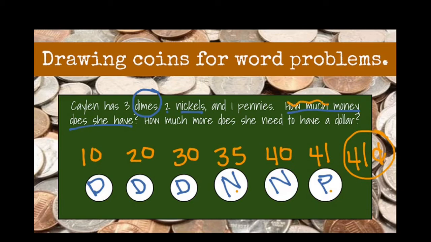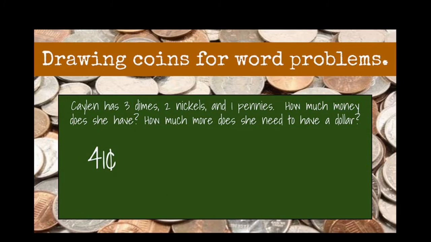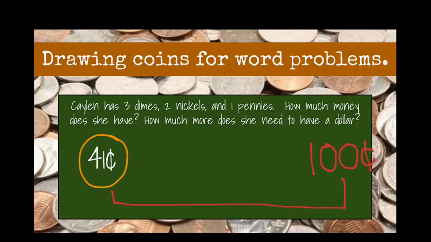So now we've done this part, and we need to go into how much more does she need to have $1? Well, we know that she has 41 cents. We also know that $1 is 100 cents. So we have to figure out the difference between 41 and 100. And when we're finding out the difference, we subtract. So we are going to subtract 100 minus 41 to find the difference.